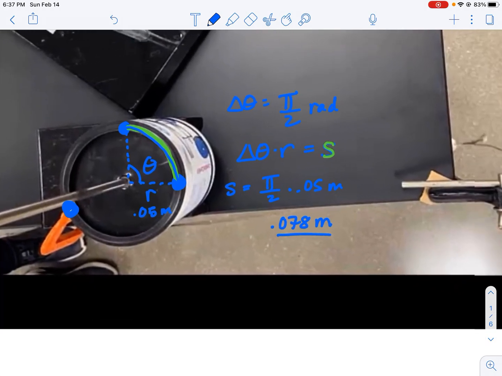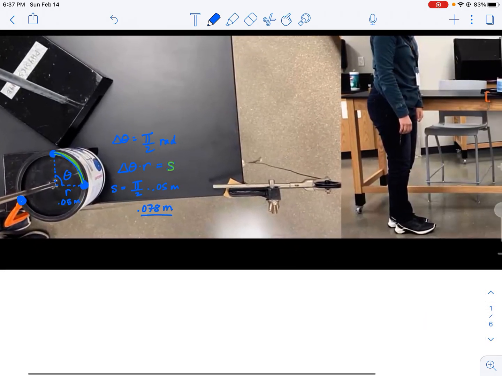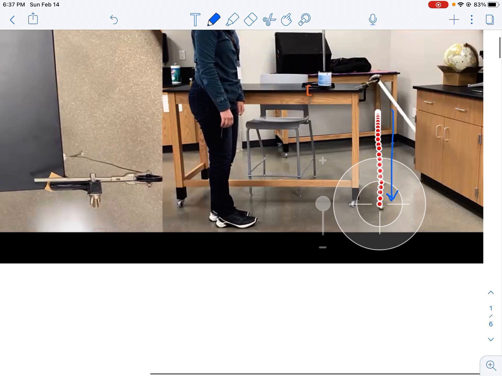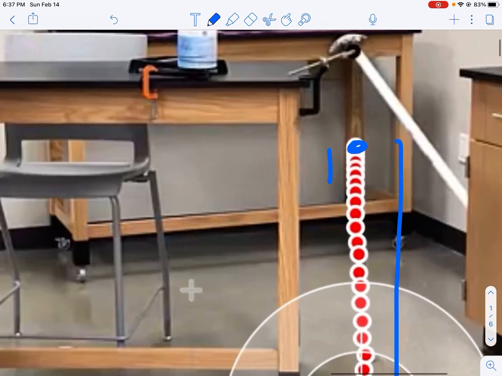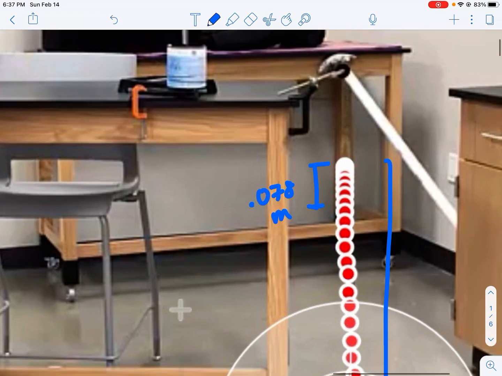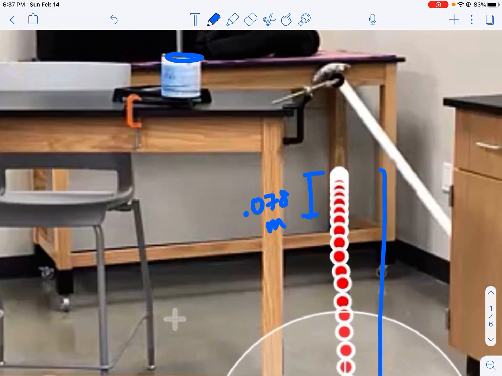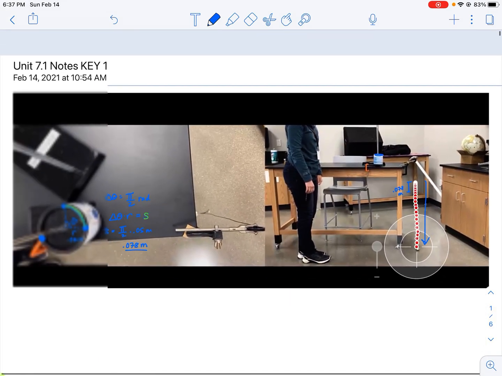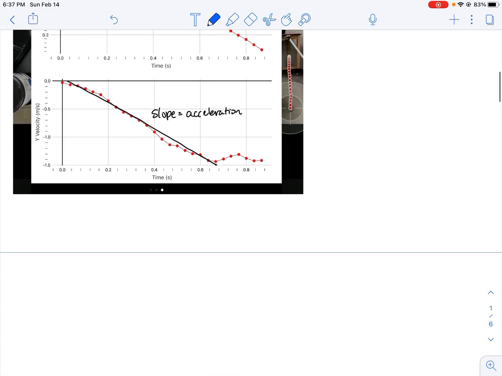Now, if the cylinder rotated 0.078 meters, then this mass over here should have dropped 0.078 meters. So I'm trying to create this relationship between the circular motion of the cylinder and the linear motion of the dropping object. Okay?